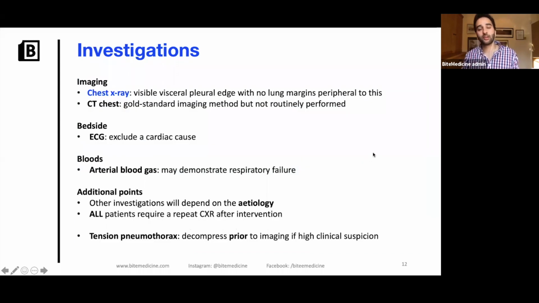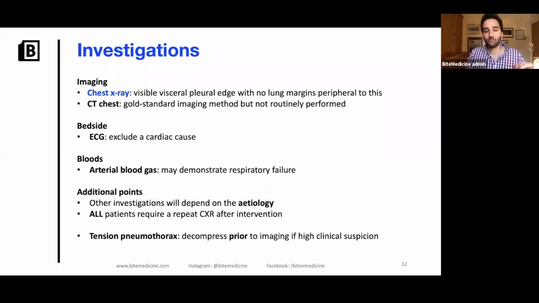So, investigations for a pneumothorax. As I'm sure you know, the most important first-line investigation you're going to be doing is a chest X-ray, and we will have a look at a few chest X-rays in a moment. The chest X-ray is going to show a visible visceral pleural edge with no lung markings peripheral to this. It's got loads of air, so there's going to be no markings there.